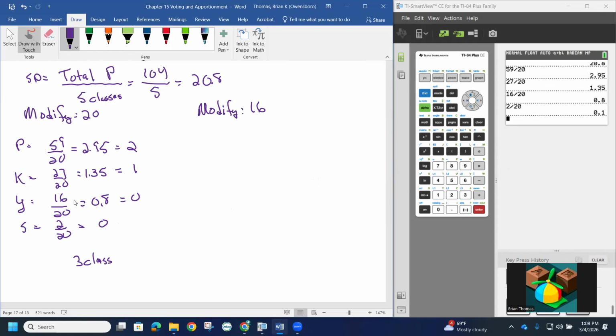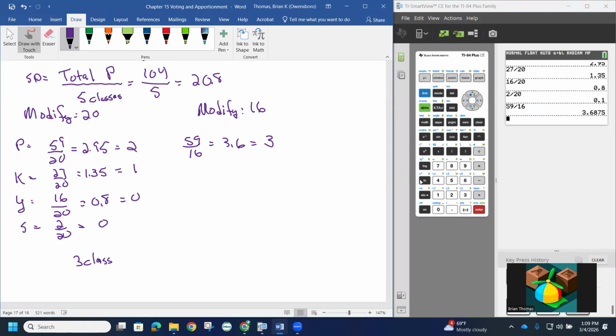But yeah, 16 divided by 16 does give me a 1, doesn't it? So I'm liking that actually now. So that does move this one up to a 1. But does that overcook it? So let's see here. So we're now going to do 59 divided by 16. So 59 divided by 16 gives me 3.6. So that's going to move up to a 3. So we gained a seat there.